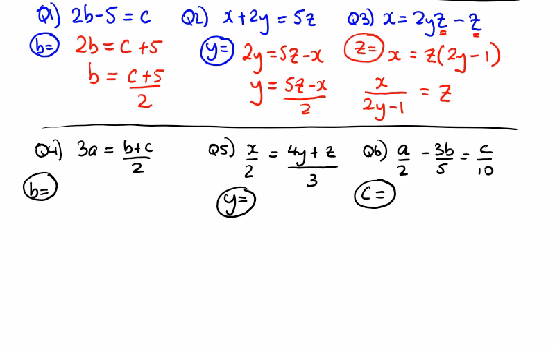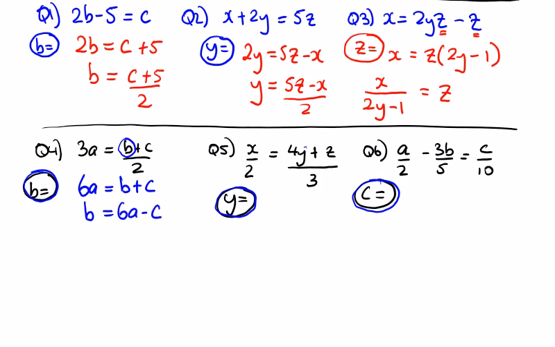Okay, so I've put in a circle what we wanted in terms of. b for the first one, y, and then c. So let's look at this one. We want in terms of b. So we want to isolate this letter. We can definitely multiply both sides by 2 to get 6a is equal to b plus c. So b is equal to 6a minus c.